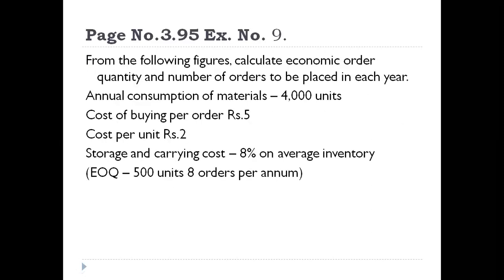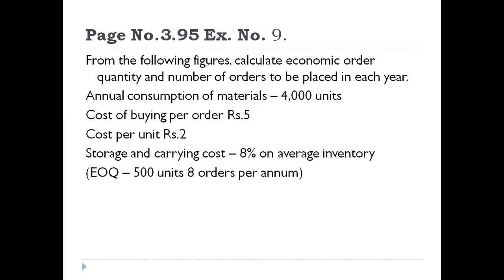In the same case, this is the next model question. Page number 3.95, question number 9, in the same book and the same page number, that 9th question only. From the following figures, calculate economic order quantity and number of orders to be placed in each year. So you have to do two things. One is to calculate EOQ. Another is the number of orders to be placed in each year. That is what you have to calculate, right?